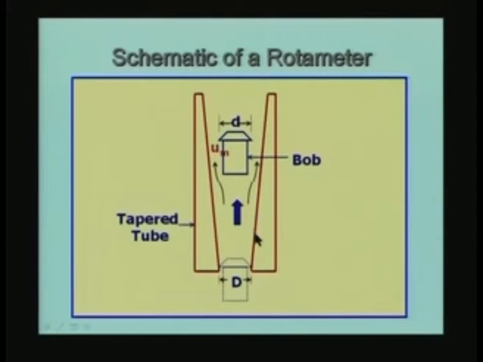So actually what is happening in this case is that the area is changing, and we will see a little later that more or less it is a linear change in area. If the taper is small, the change in area is linear, and therefore the volumetric flow rate which we infer from the position of the bob is a linear function of the position of the bob from the datum which is here. Let us now look at the way this turns out.